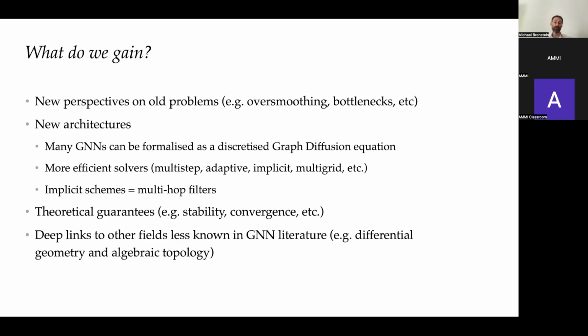And then, of course, by interpreting graph neural networks as discretized differential equations, you can also leverage the huge literature from these domains, such as stability and convergence guarantees that are very important to understanding and analyzing the properties of graph neural networks. And furthermore, I will show it later in the last slides, it also offers links to other, maybe more exotic fields, such as differential geometry and algebraic topology, that are far less known in the GNN literature and, I would say, in machine learning in general.